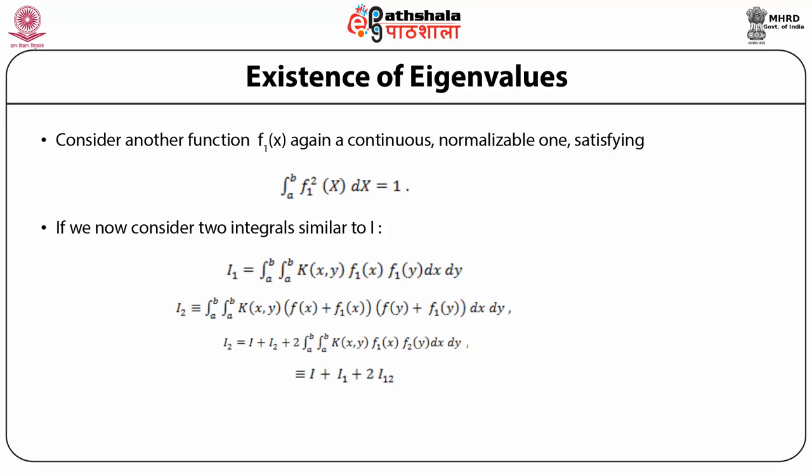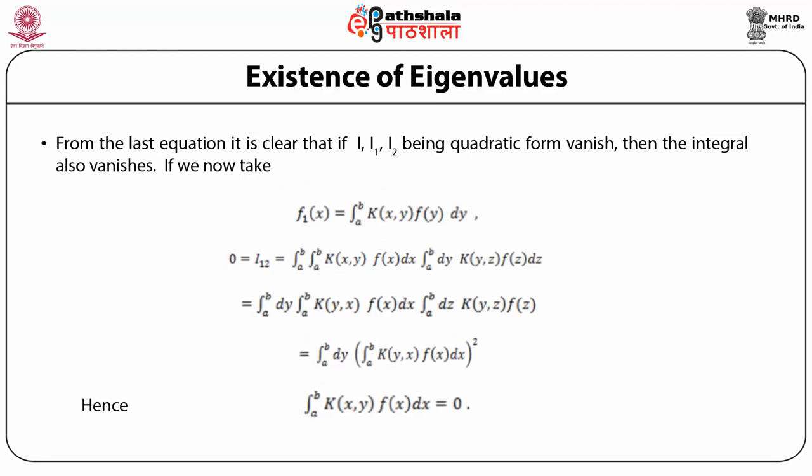Then clearly I2 is equal to I plus I1 plus twice I12. From this, we can see that I2 is equal to I plus I1 plus twice the integral from a to b over dx multiplied with an integral from a to b over dy of K(x,y) f1(x) f2(y). That is, a two-dimensional integral of the product of the kernel K(x,y) with the function f1 of x and f2 of y. Thus, I2 is equal to I plus I1 plus 2 I12. In proving this, we have used the symmetry property. I1 and I2 are quadratic in form, and if they vanish, then the integral I12 also vanishes.